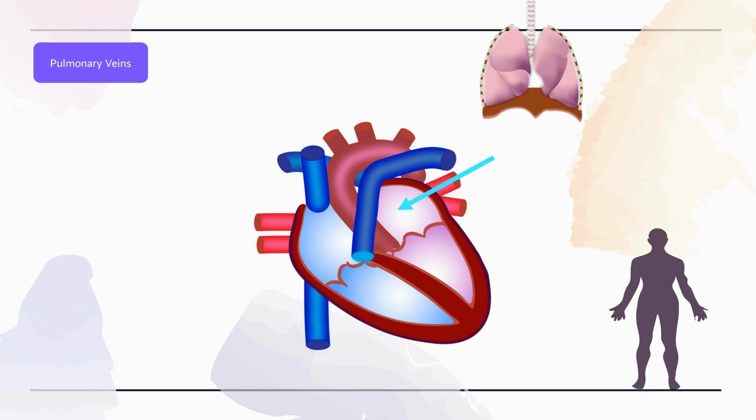Okay, so while 2 look like they come from the right and 2 coming from the left, all 4 of these actually empty into that left atrium. So the ones on the right-hand side actually come all the way behind the heart, and their opening is into this left atrium.